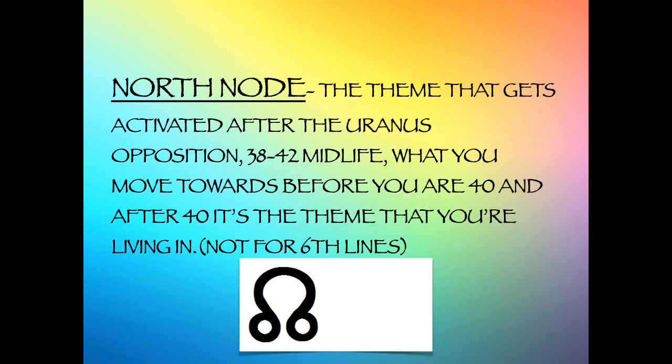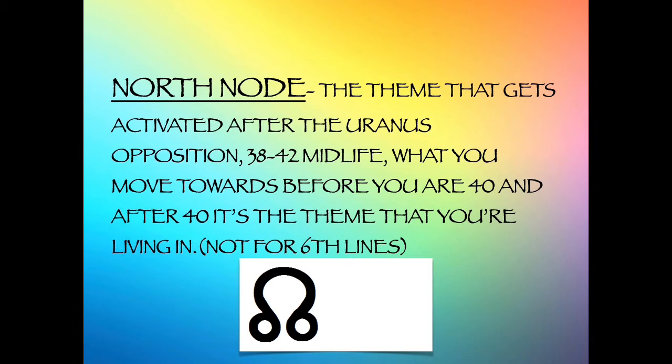The North Node is the theme that gets activated after our Uranus opposition. Everybody's is going to be a little bit different, but it's usually about 38, 42 years of age, around there. And it's the theme of your life that you live out after your Uranus opposition. This is not as important for people who are sixth line, because Chiron is sort of the stage where they change. The nodes are always going to be part of your life.